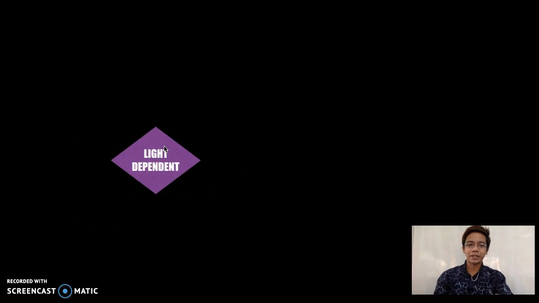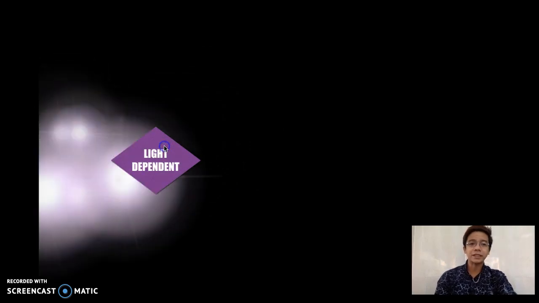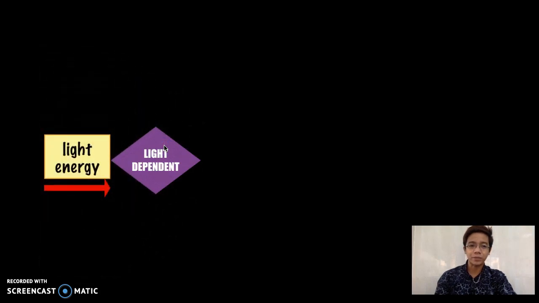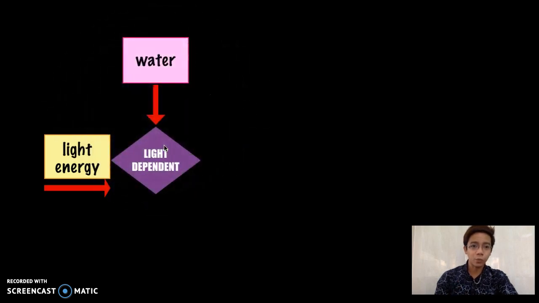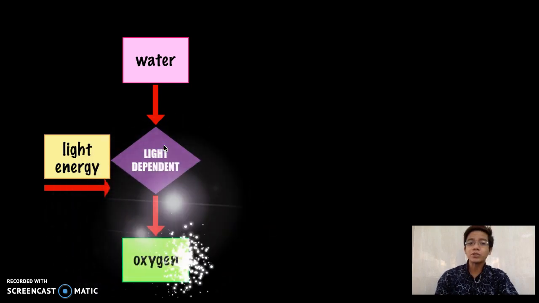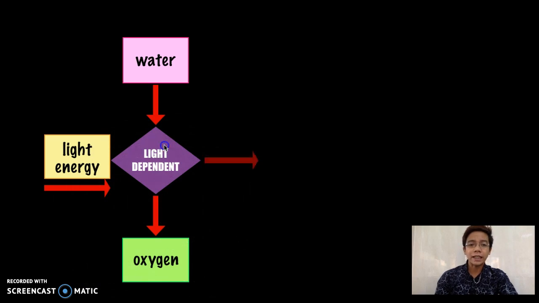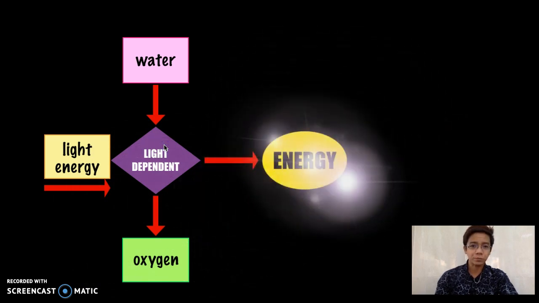From the word itself, dependent, for the light-dependent reaction to take place, it needs light energy. Aside from the light energy, it also needs one more reactant, which is water. Okay? Now, as the water and the light energy undergo the light-dependent reaction, it will produce oxygen and energy.